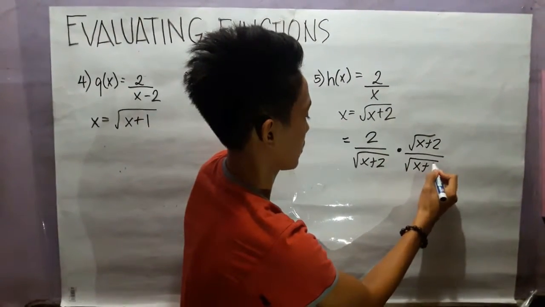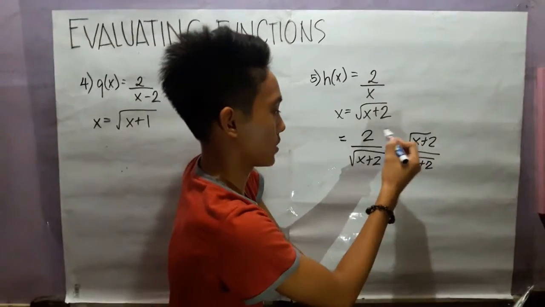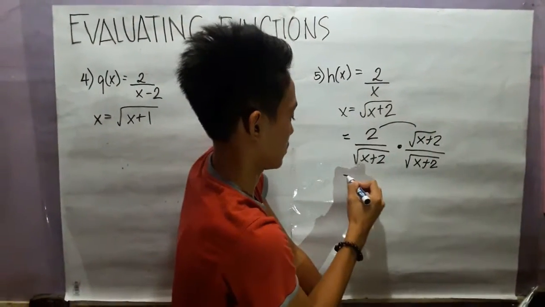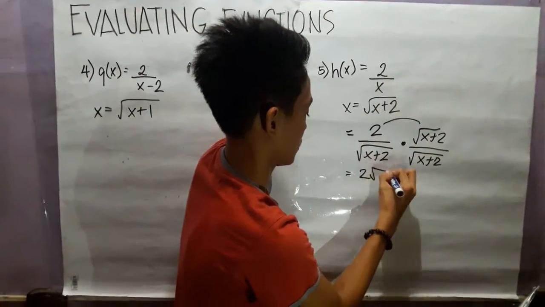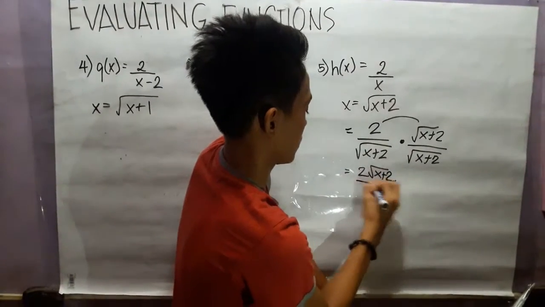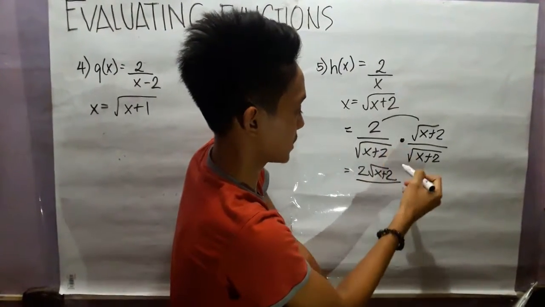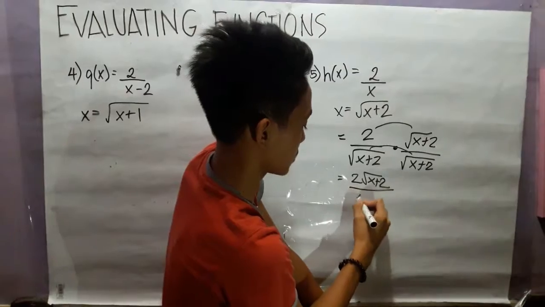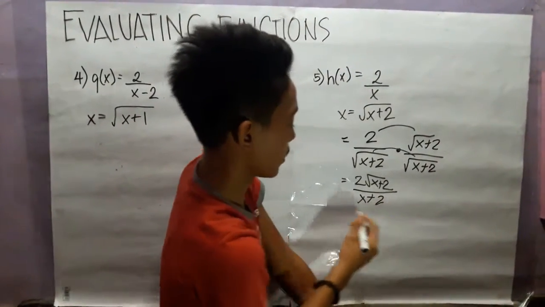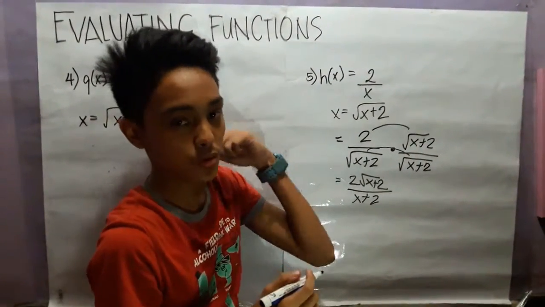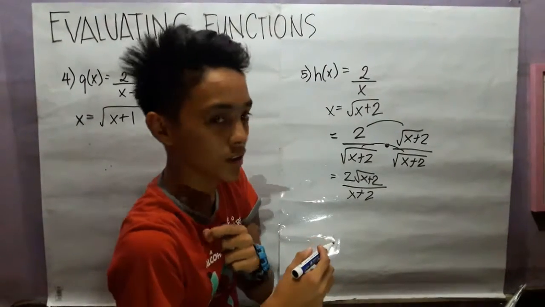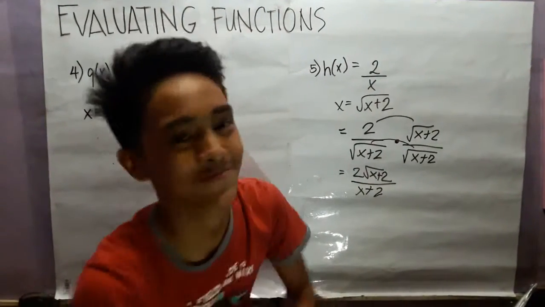Now we're gonna solve it. And because of this, mawawala na yung kanyang radical sign. So, x plus 2. Now, we've got the answer. 2 square root of x plus 2 is over x plus 2.